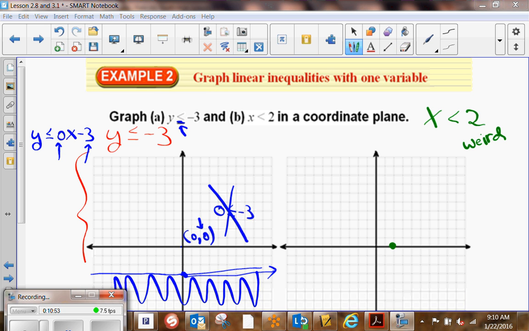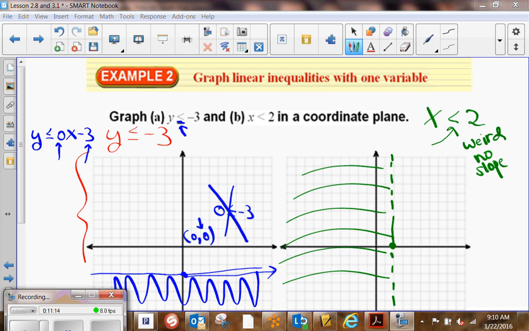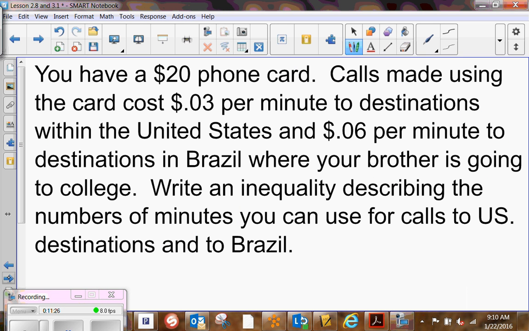And then, this is so weird. Weird ones are the ones that have no slope, or undefined slope. Oh, those are big vertical lines. So I should have made that dashed, because it's just less than. So we'll dash that bad boy. And then I want less than that. Less than would be to the left. So in this case, if I tested 0, 0, it would work, because it is part of the solution set. So watch for that type of difference.